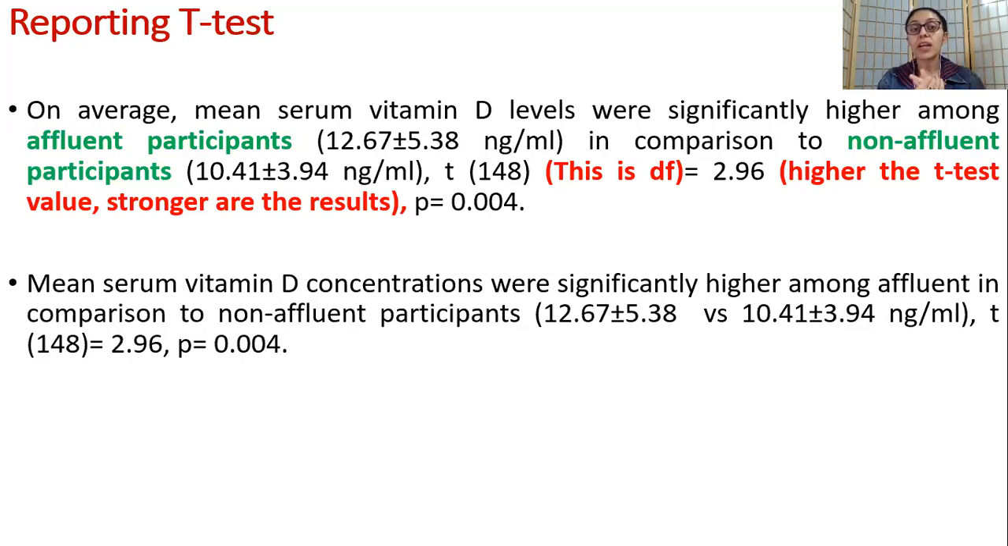The second thing which had an influence on blood vitamin D level was affluency, meaning participants who attended private hospitals versus participants who attended governmental hospitals. Now you will have to understand and appreciate, and my apologies, this is more of a public health concept, but it is good for you to know because you never know what sort of research and what sort of variables you end up studying.